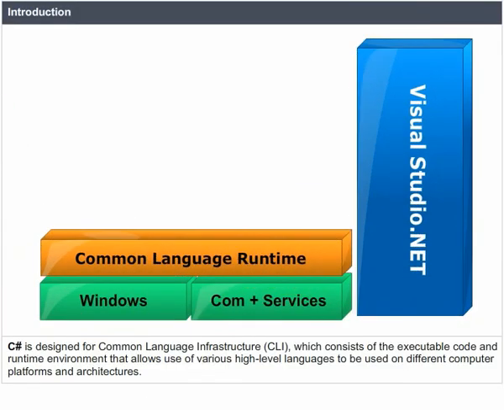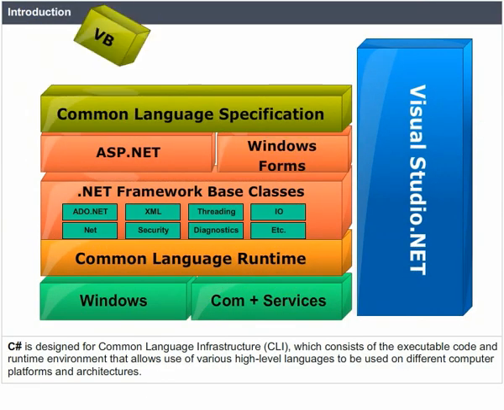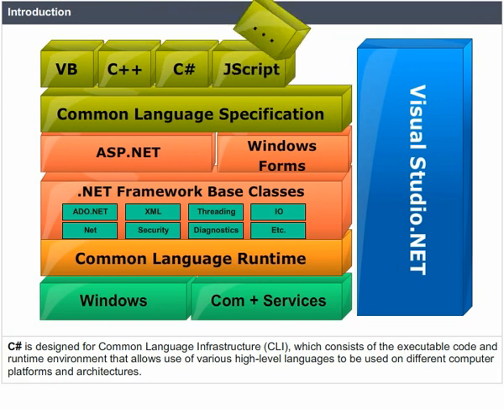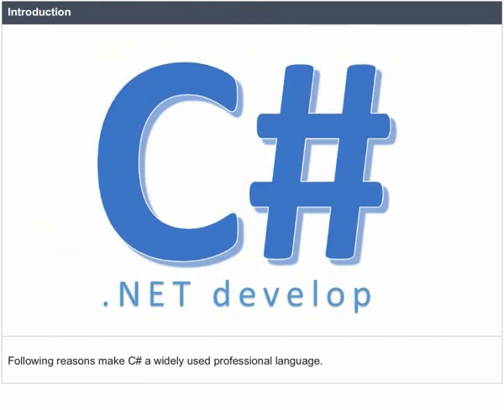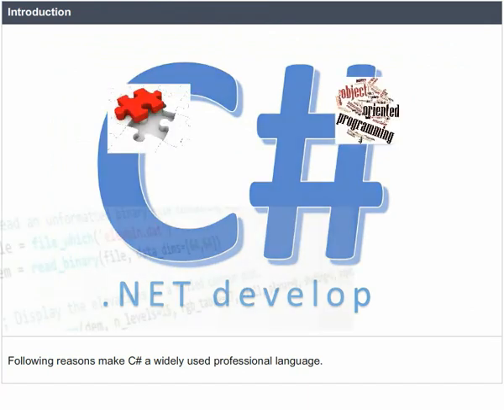C# basics. Introduction. C# is designed for Common Language Infrastructure (CLI), which consists of the executable code and runtime environment that allows various high-level languages to be used on different computer platforms and architectures. The following reasons make C# a widely used professional language.